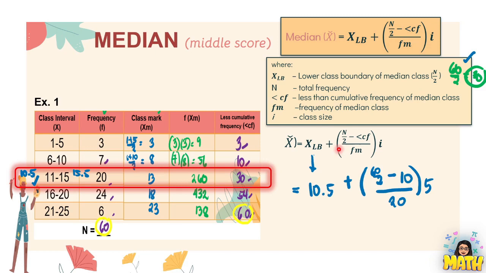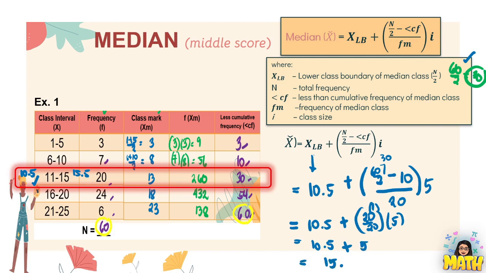Now that we have already identified the values of each variable, we can now solve the following. Using our MDAS rule, let's just compute first what's inside our parentheses. 60 divided by 2, 30, minus 10, that's 20. 20 divided by 20, that's 1, times 5. So we'll have 10.5 plus 1 times 5, 5. This will be equal to 15.5. That means the middle score from 1 to 25 with the following frequencies is equal to 15.5.